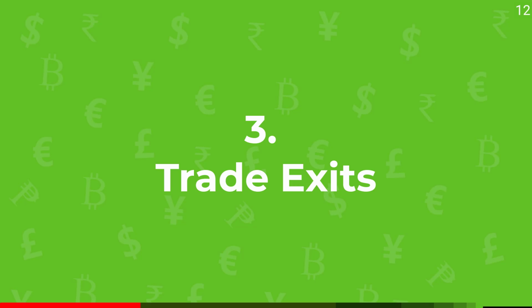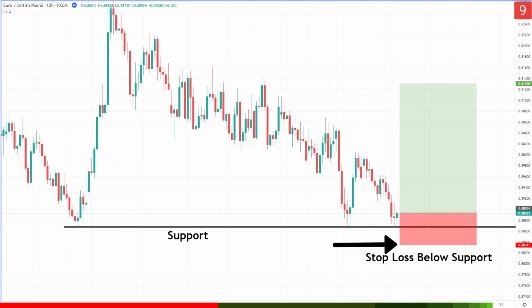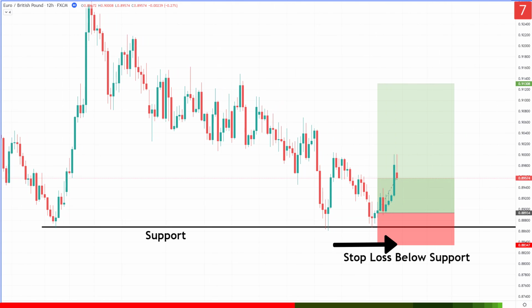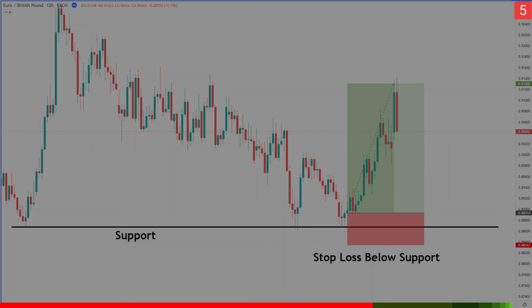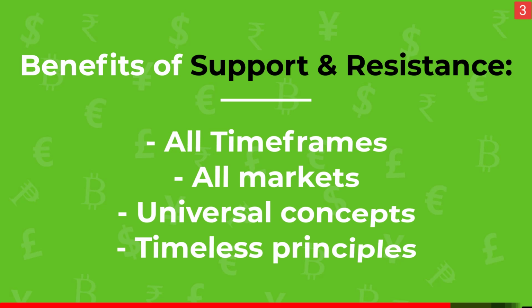Trade exits. For stop placement, you want to protect your stop loss behind a support and resistance level to make it harder for the price to take you out. Support and resistance can be used universally on all markets and across all time frames.